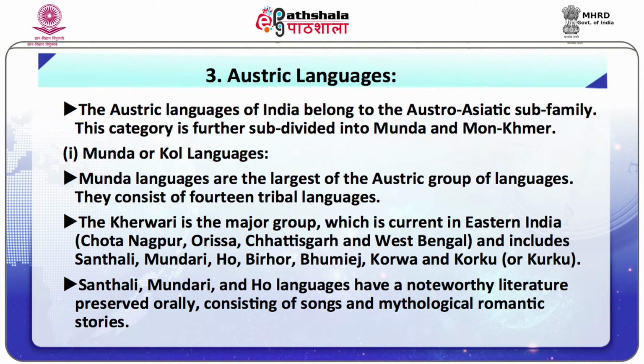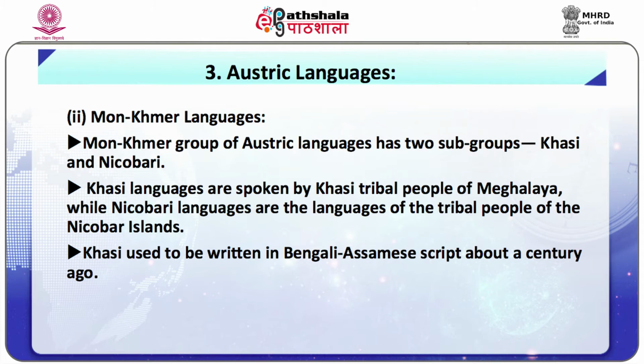Some of these languages, like Santhali, Mundari, Ho, have preserved their literature through mythological romantic stories as well as songs. Now in the Mon-Khmer languages, we have 2 further sub-branches. One is called Nicobari, the other is Khasi. The Nicobari language is spoken by the people residing in the Nicobar Islands, while Khasi is the tribal language which is spoken by people of Meghalaya.